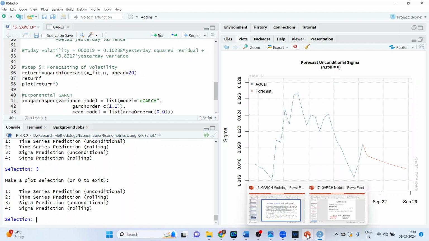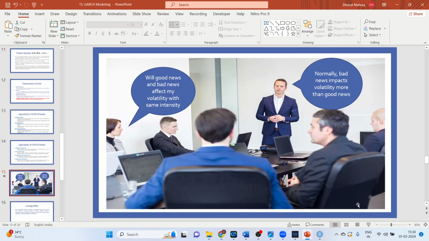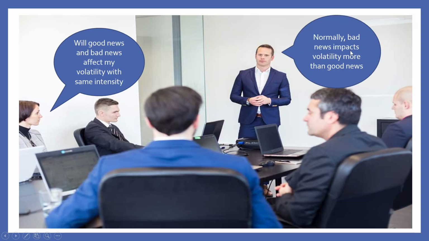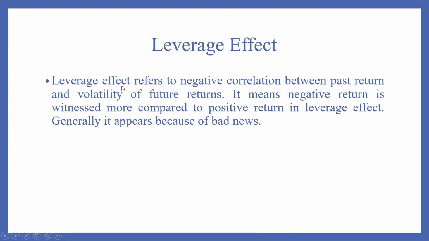Now let's understand another concept, which is exponential GARCH, E-GARCH. Will good news and bad news affect my volatility with the same intensity? The answer is normally bad news impacts volatility more than good news. This is known as a leverage effect. Leverage effect refers to the negative correlation between the past return and the volatility of future returns. It means that negative returns are witnessed more compared to positive returns in the leverage effect. Generally, it appears because of bad news. So in this case, we'll be using the E-GARCH model.